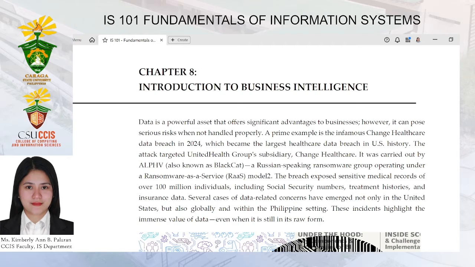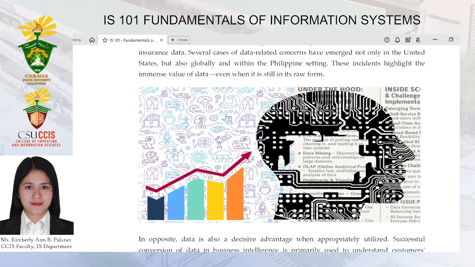So now, let's move forward to chapter 8, or the business intelligence, or simply BI. When we say intelligence, we often think of being smart, right? And that's exactly what BI does for a business. It makes an organization smarter by turning data into useful insights for decision making. But what really is business intelligence? Business intelligence refers to tools, systems, and methods that analyze data to help organizations make better choices.